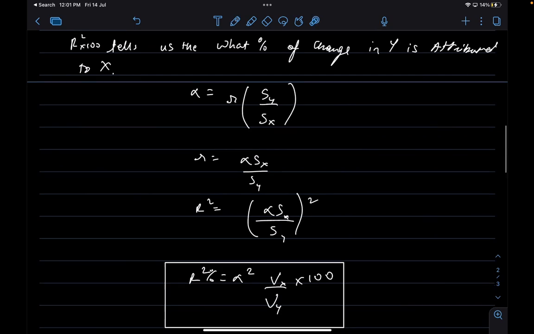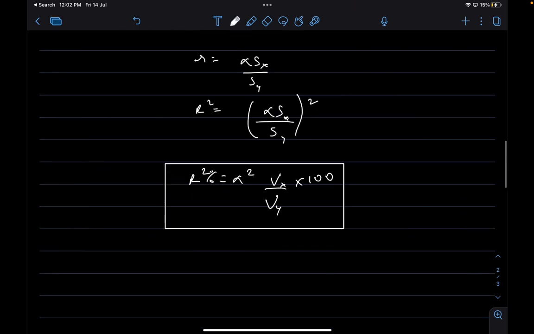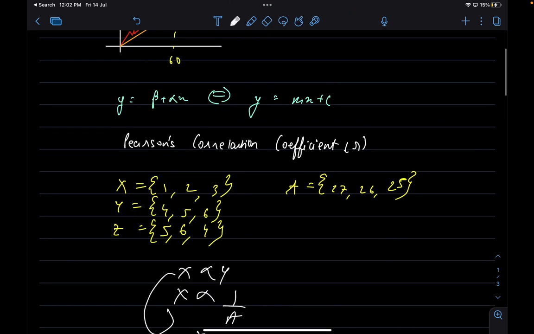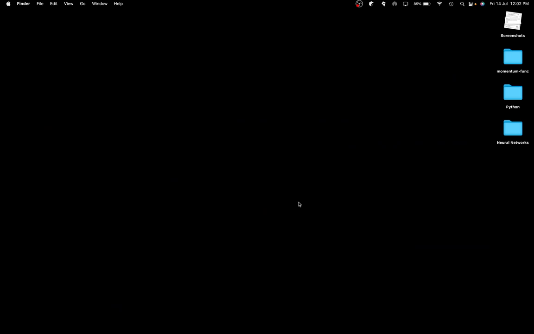And if you know basic stats, you know that standard deviation squared gives you the variance. So r squared is equal to alpha squared times vx over vy, and times 100 gives you the r squared in percent format. So this is our final equation for the r squared percent that we can obtain through code. So now that we have looked at the mathematics for today's video, let's jump into the code and see if this works or not.